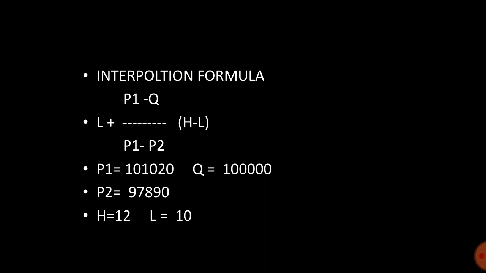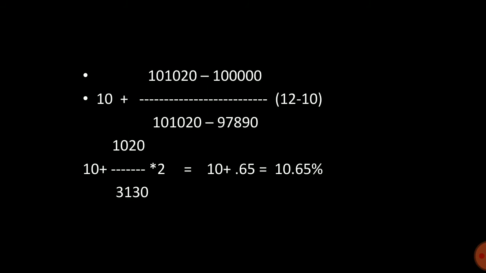So here H is higher rate, and that is 12%. L is lower rate, and that is 10%. And P1 is present value at lower rate, and that is 1,01,020. P2 is present value of cash inflow at higher rate, that is 97,890. Then Q is 1 lakh. Then we will apply these values in our interpolation formula.